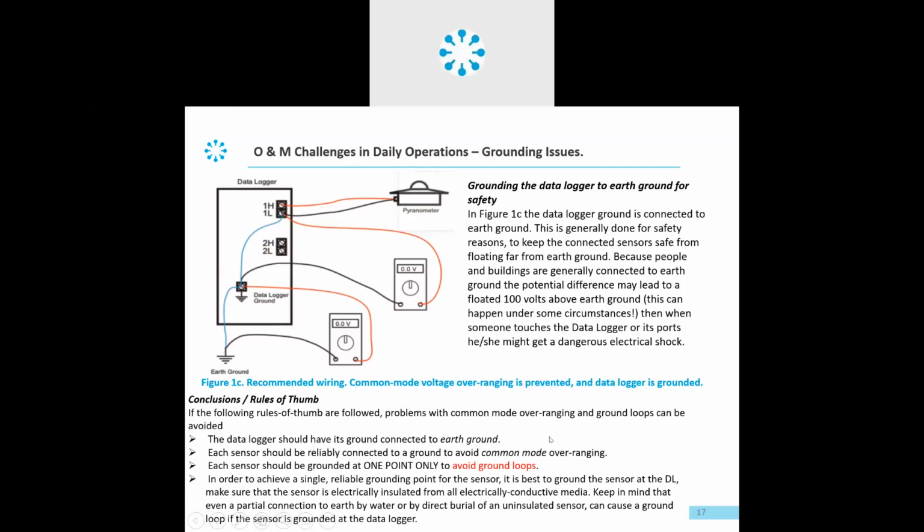In order to achieve a single reliable grounding point for the sensor, it is best to ground the sensor at the data logger. This is what I explained. Make sure that the sensor is electrically insulated from all electrically conductive media, your wires, your cables, your inner components. Keep in mind that even a partial connection to the earth by water or by direct burial of any uninsulated sensor can cause a ground loop if the sensor is grounded at the data logger.